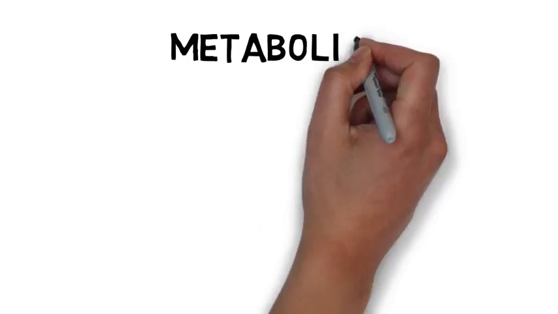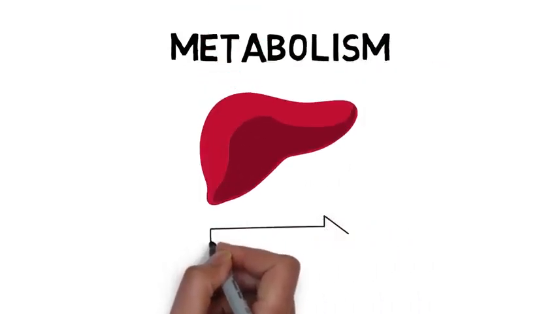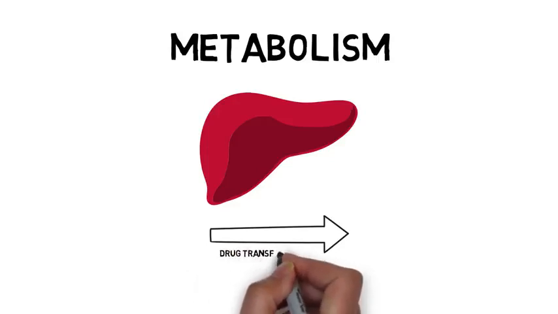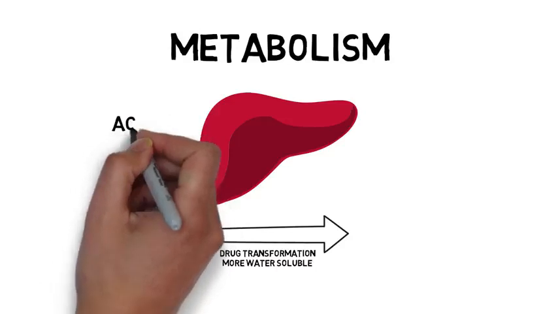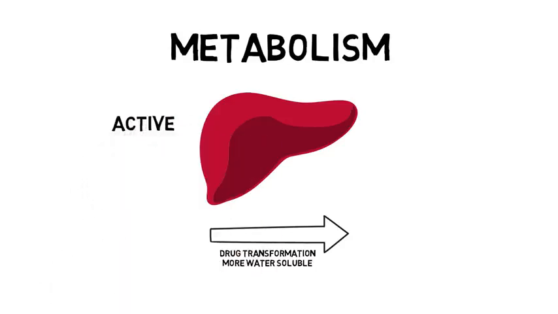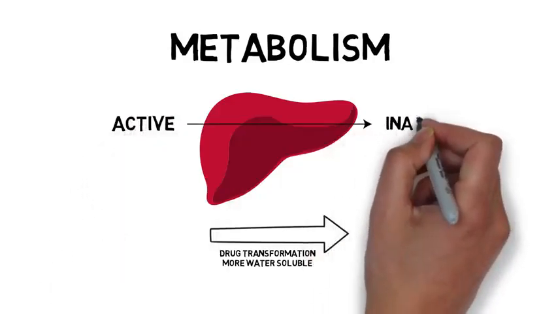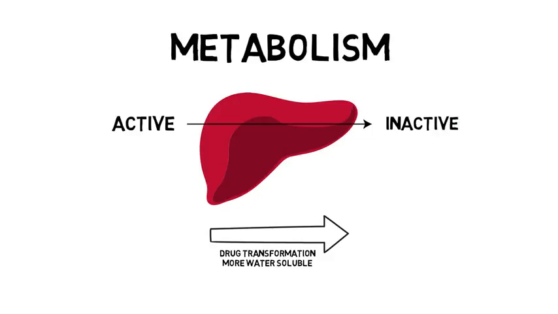Metabolism is the hepatic contribution to clearance. The goal of metabolism is to make the drug more water-soluble so that it can be excreted. A drug is usually converted from an active substance to inactive metabolites. The reversal is also possible.